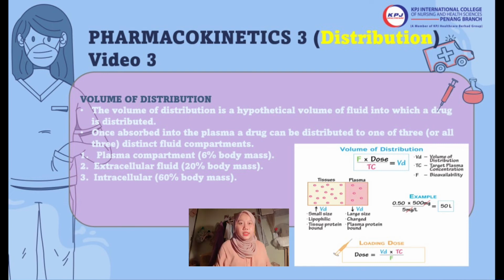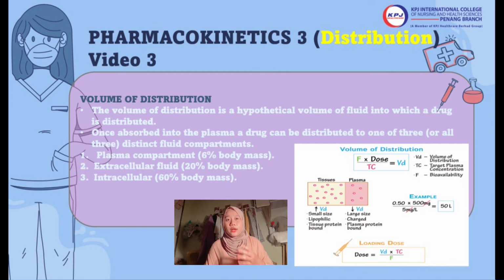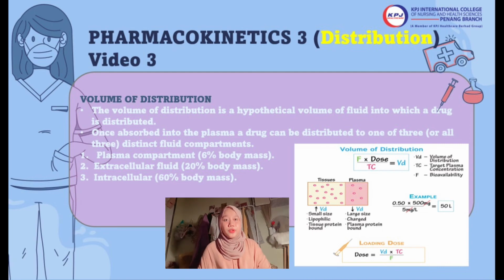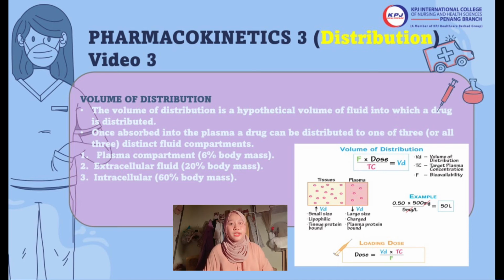The plasma compartment, 6% of body mass, contains free drug plus protein-bound drug complex. For example, warfarin is 99.9% bound to albumin and paracetamol is 15% bound to albumin. For extracellular fluid, 20%, lower molecular weight hydrophilic drugs can move through the endothelial slit junction into the interstitium and distribute in the extracellular space.